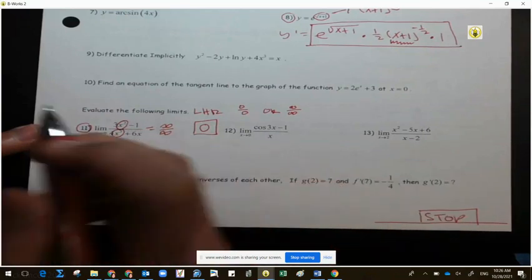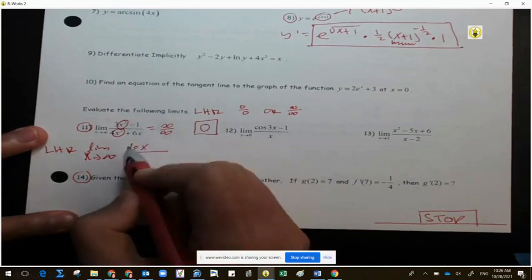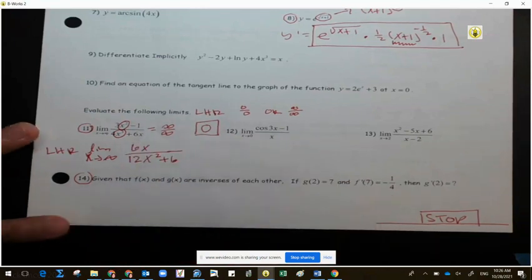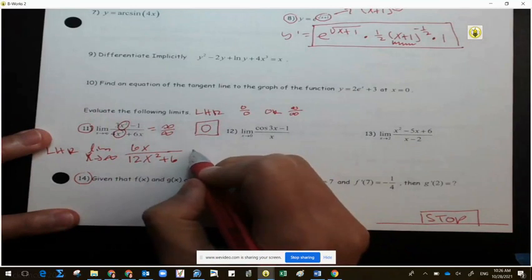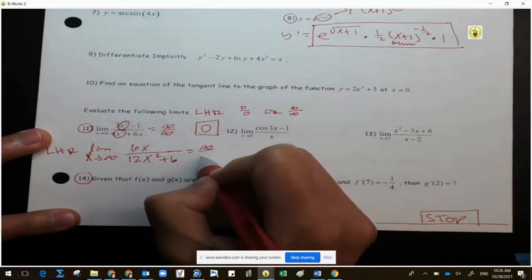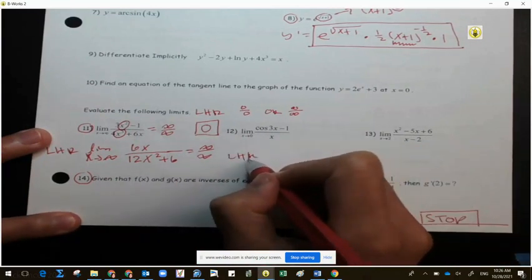What is the derivative of my numerator right now? 6x. My denominator is how many? 12x squared. And I know we have our plus 6, which in the end is going to be irrelevant. And then when I plug the infinity again, that's still going to give me infinity over infinity. So that means I need to use L'Hopital's rule one more time.